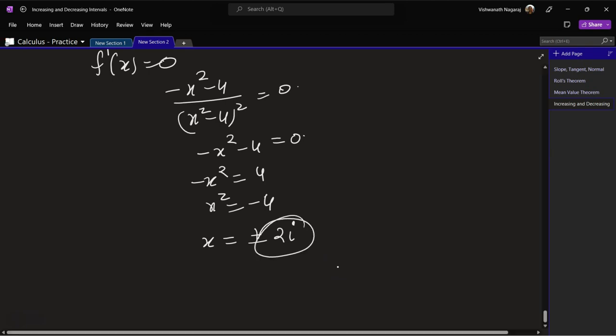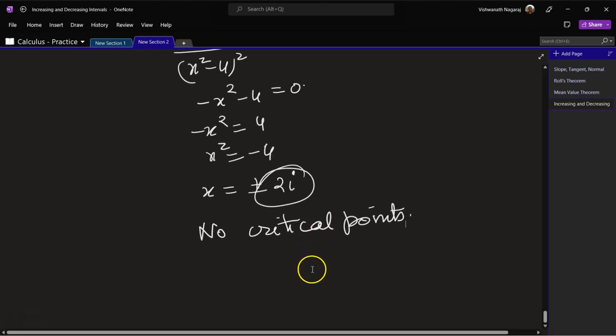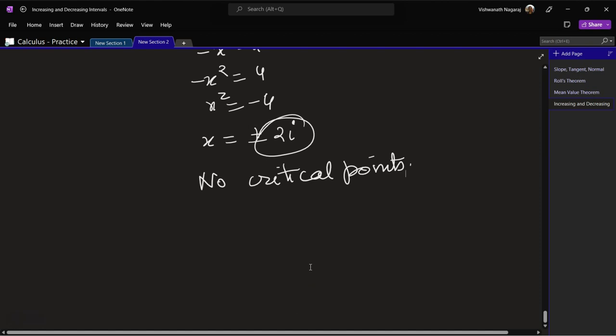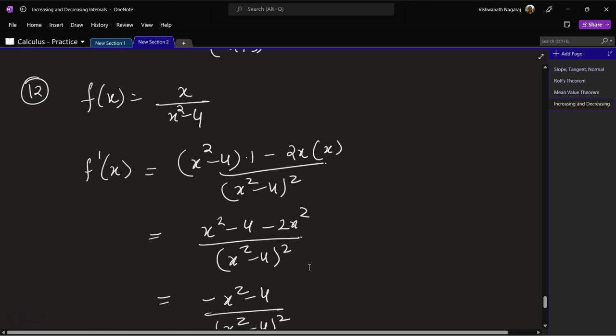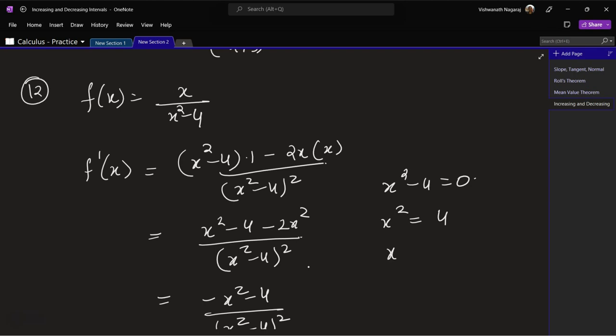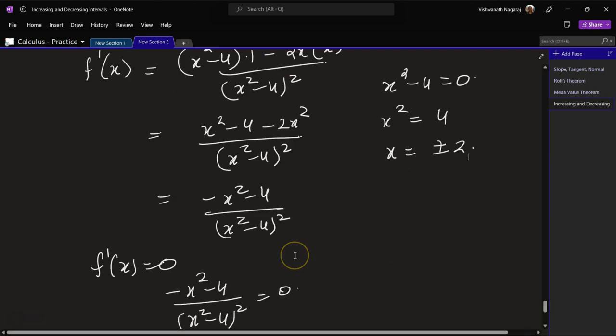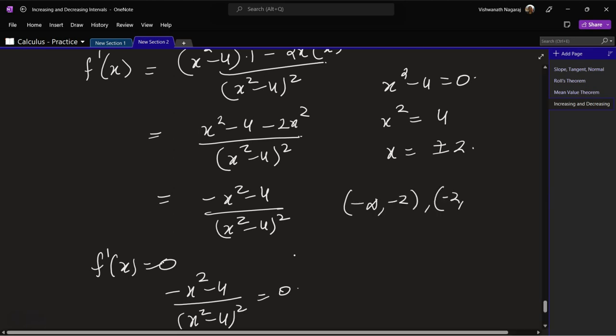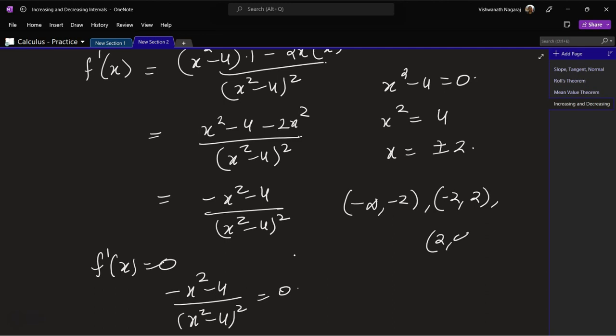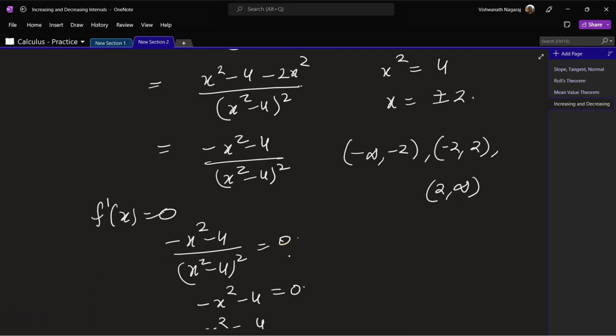But this is complex, so therefore no critical points. That means this curve is either ascending or descending throughout, but there is a point at which there is some problem, and that is x square minus 4 equal to 0, the denominator being 0, which means x square equal to 4, which means x equal to plus or minus 2. So the intervals are minus infinity to minus 2, minus 2 to 2, and finally from 2 to infinity.